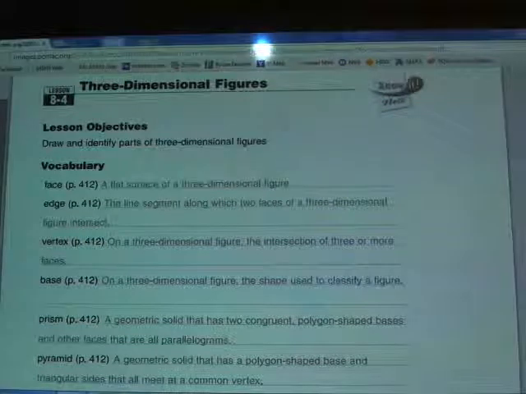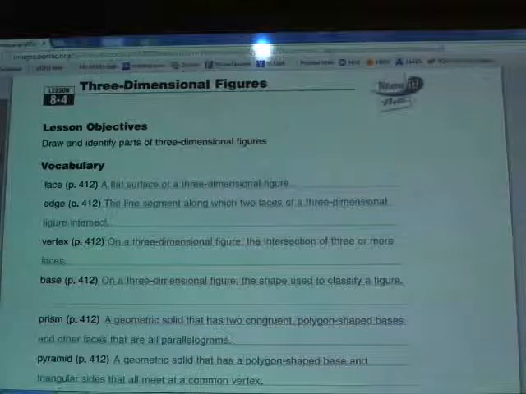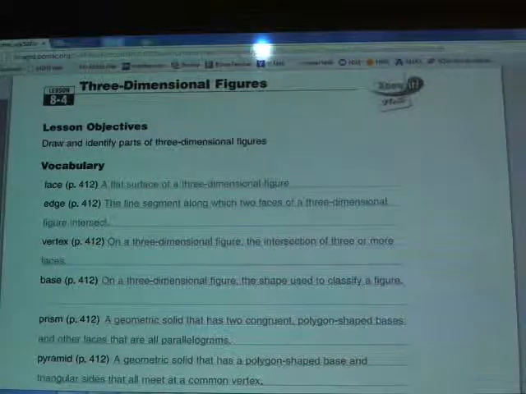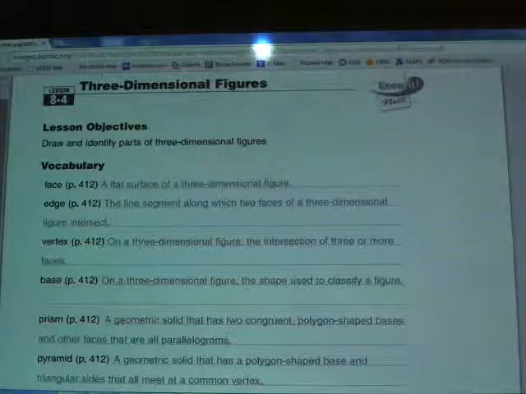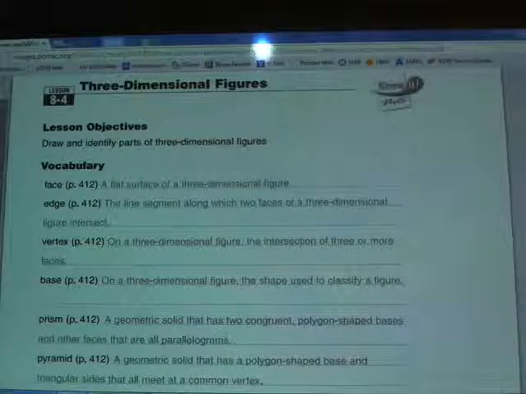This is a video presentation of Chapter 8, Section 4 in the 8th grade textbook entitled Three-Dimensional Figures. So we've been looking at two-dimensional figures for quite a while now, and now here we are on the cusp of starting three-dimensional figures.